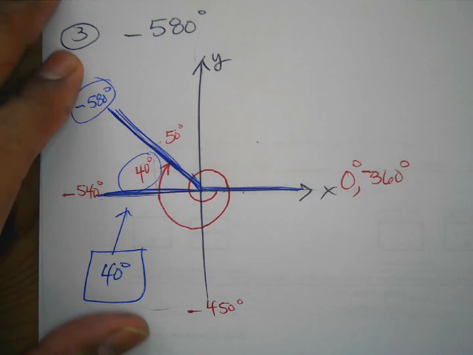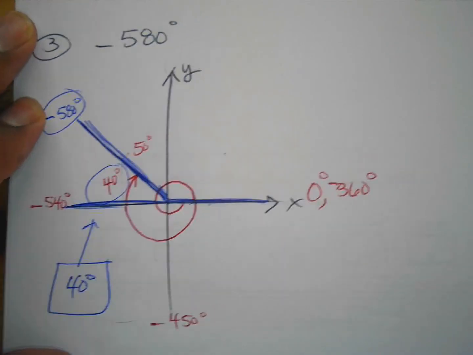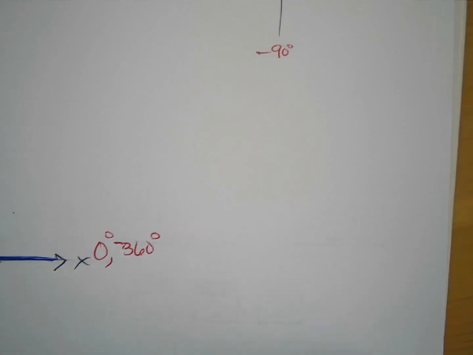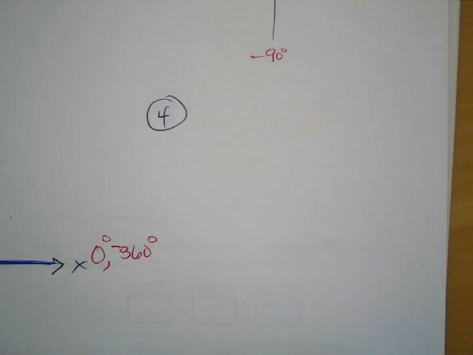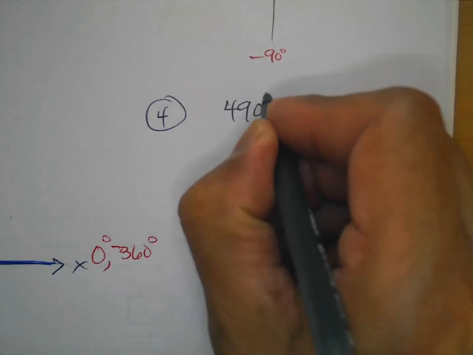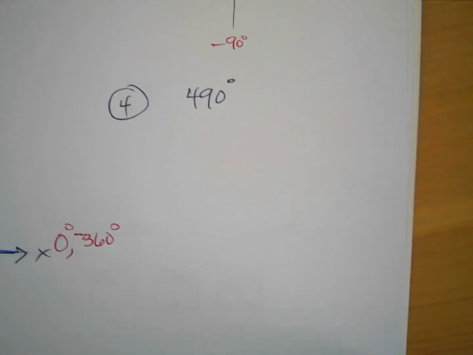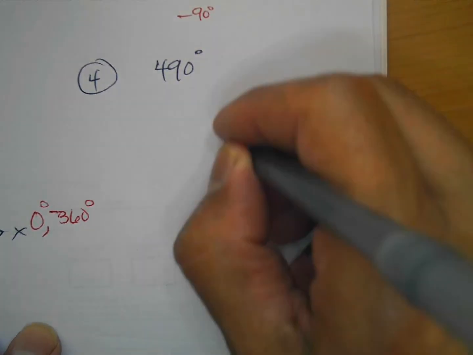Okay, last one, number 4. I think you got it. Very similar to the first set of problems. Another difficult one, big number here. Let's see, number 4. Oh, not too big. 490, a positive angle. All right, positive angle.